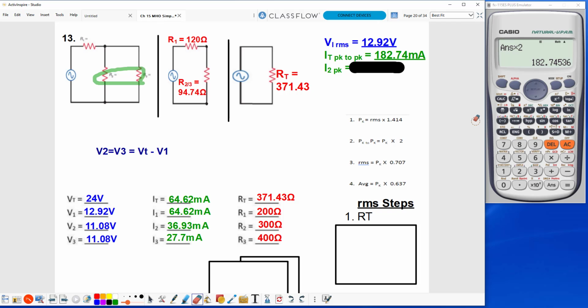milliamps. Alright, now I'm asked for I2 peak. I have I2 RMS right here, 36.93 milliamps. So if I want peak, I just multiply that value times 1.414, and that gives me 52.22 milliamps.